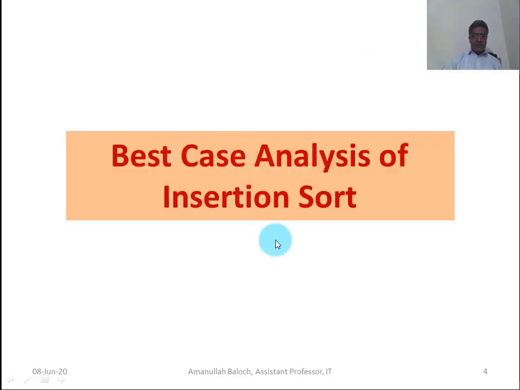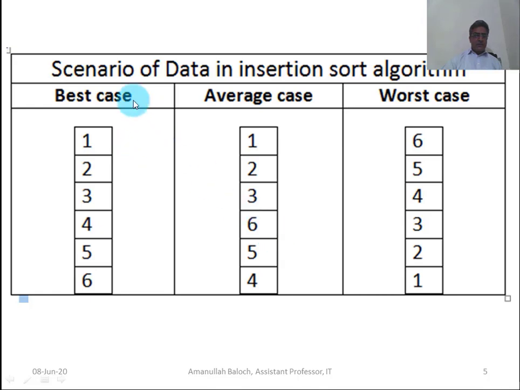Best case analysis of insertion sort. Firstly, we see the scenario of data in the insertion sort algorithm. The data may be in this condition. In the best case, the data may be that all the data items are in ascending order, and we have to arrange them also in ascending order. So in best case analysis, this is the sample of data which is already sorted and will take a very small running time.